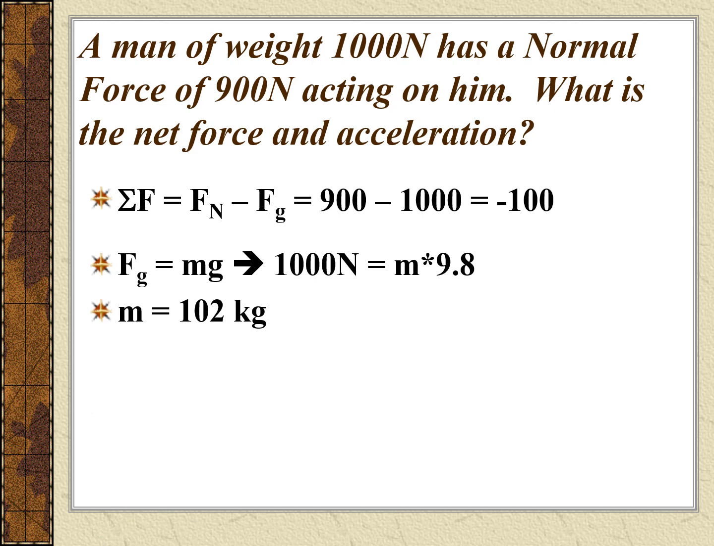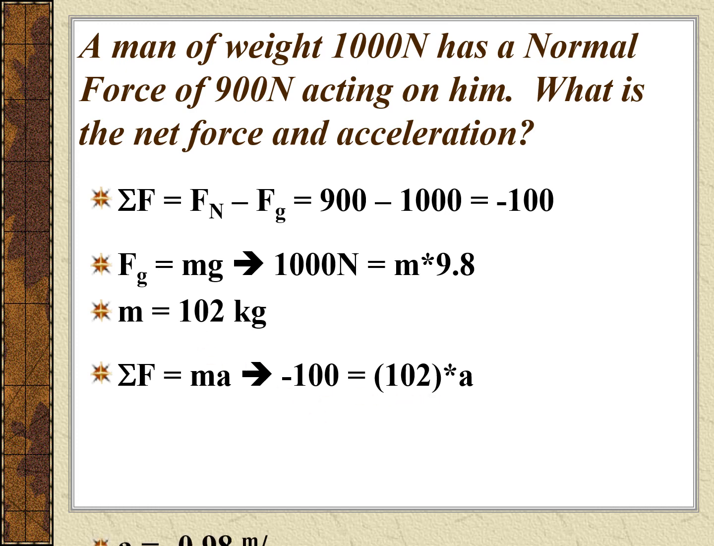Now I can plug into Newton's second law where net force equals mass times acceleration. The net force is negative 100. We found that up here. His mass is 102. Divide both sides by 102 and you get an acceleration of negative 0.98 meters per second squared.